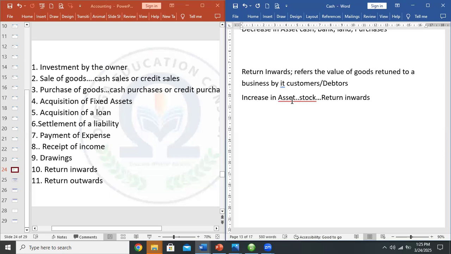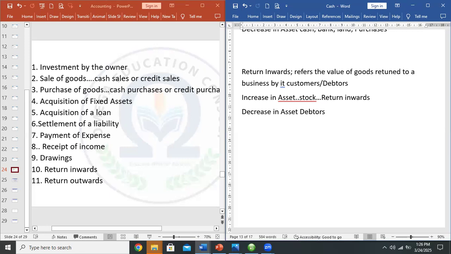Hence, if your customers are also returning stock back to you, you open return inwards account. The corresponding effect will be decrease in asset debtors. Okay, because these debtors are bringing back the goods to us. So how much they owe us or how much they were to pay us will decrease. That's why we have decrease in asset debtors. Let me cite an example so that you appreciate. I don't want you to be confused.